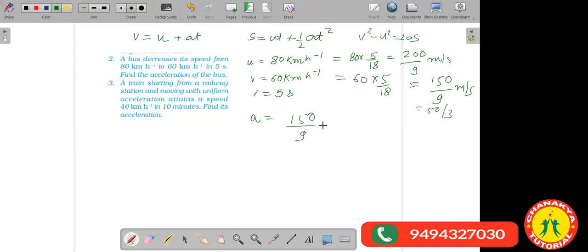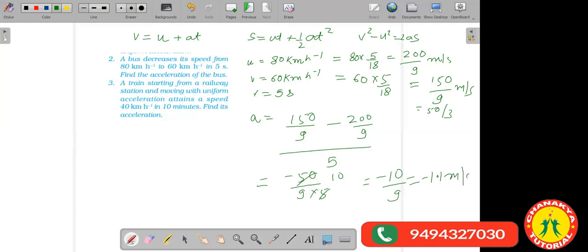So you get here 150 by 9 minus 200 over 9 and divided by 5. So this is what is acceleration. We get here minus 50 over 9 divided by 5. So it becomes minus 10 by 9. So is that your answer? Minus of 1.1 meter per second square. Yes? Anyone has got this answer? Minus of 1.1 meter per second square.